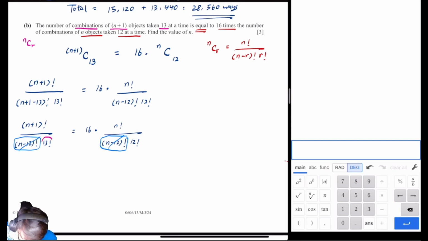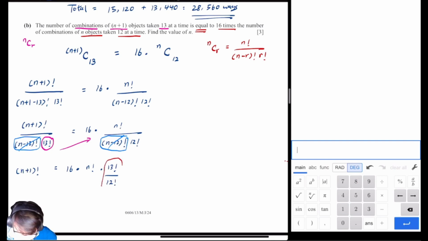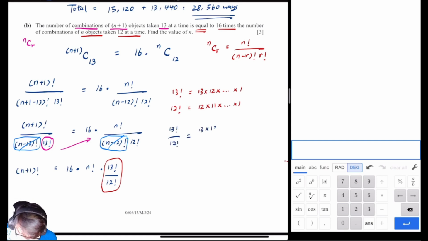And since I don't like fractions, I'm going to move 13 factorial over to the other side. So the entire thing will look like n plus 1 factorial, 16, and then n factorial multiplied by 13 factorial over 12. I just want you guys to realize that we can actually simplify this one using what we know from the factorial notation. 13 factorial means 13, 12, eventually the number will become 1. So just multiply the entire thing as the number gets smaller. So 12 factorial will be 12 times 11, all the way until 1 as well. So if you put 13 factorial over 12 factorial, all the numbers behind will cross out, and eventually you will only end up with 13, right? So this thing can actually be simplified to just 13.